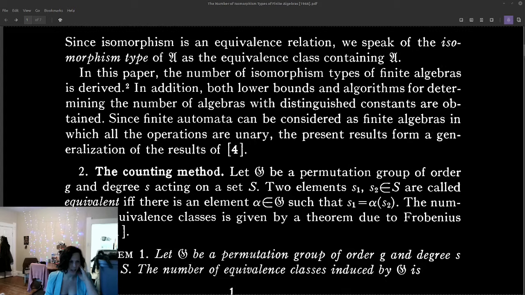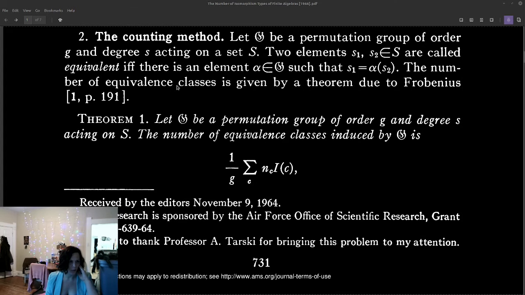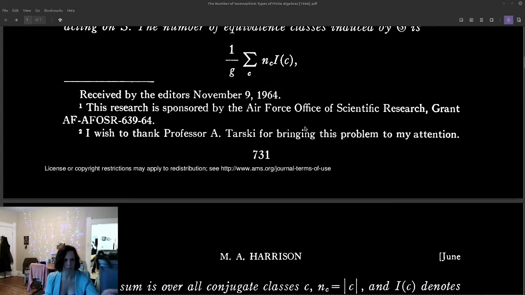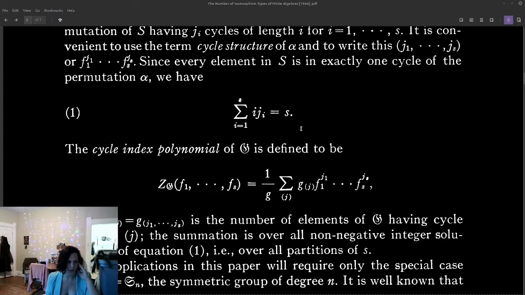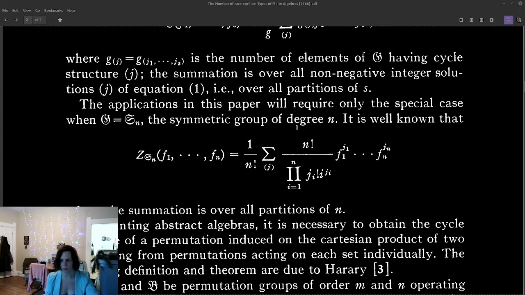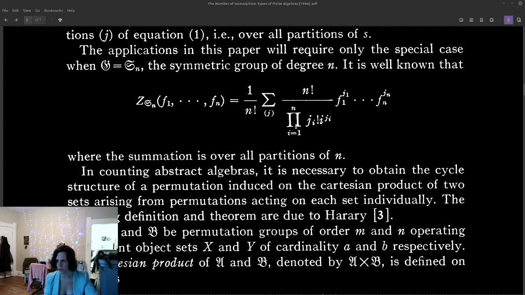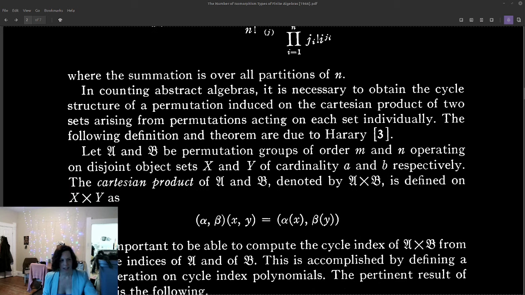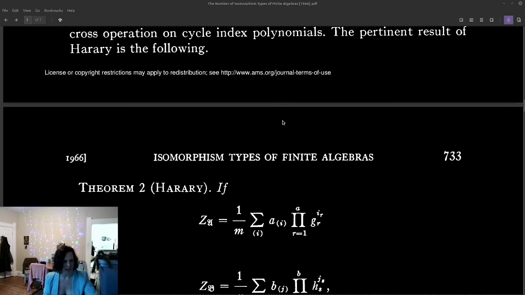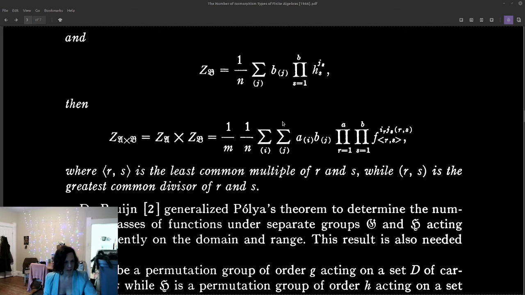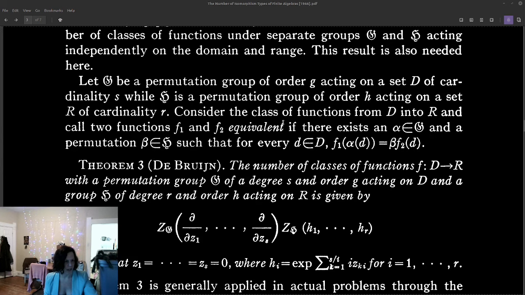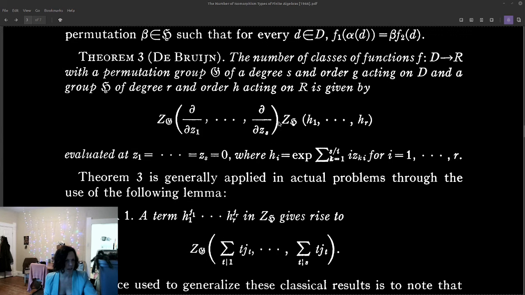Michael Harrison wrote this paper, and so what he did, here, let me just scroll through to the actual result. He's using Burnside's lemma, basically, which is something that you would see in maybe a first graduate abstract algebra course. I found this to be really nice, because let's see if we can find the actual result here.